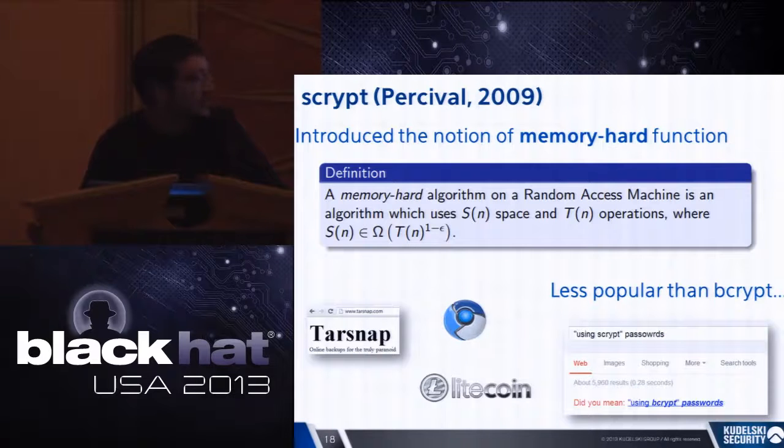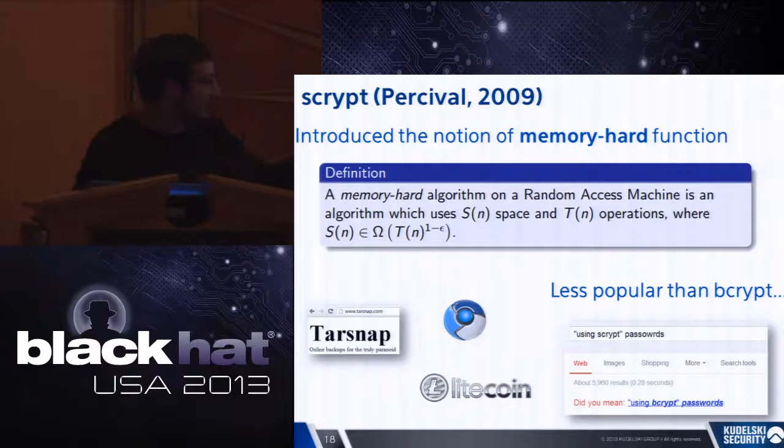So now really the state-of-the-art design is scrypt. Maybe you've heard about it. It introduces this notion of memory-hard function. The guy, Colin Percival, really tried to have a formal scientific approach to the problem. He defined theorems, he proved theorems, used very scientific notation to make it really more rigorous than bcrypt. Unfortunately, it's much less popular than bcrypt for some of the reasons I will present a bit later.